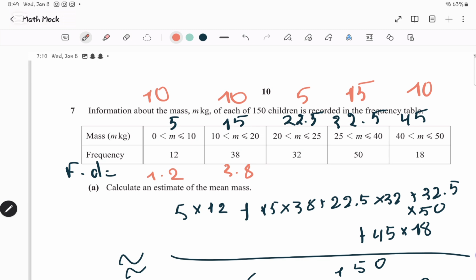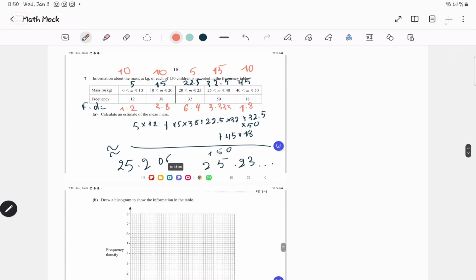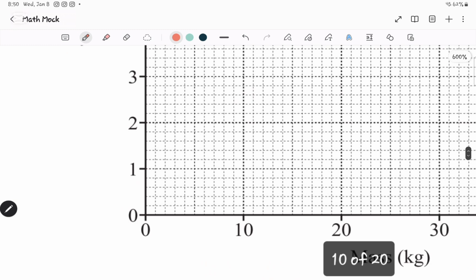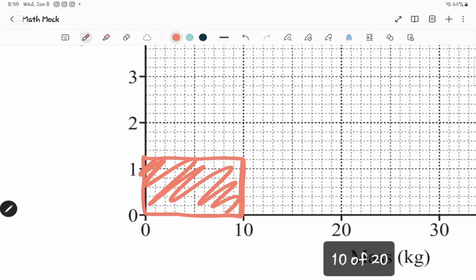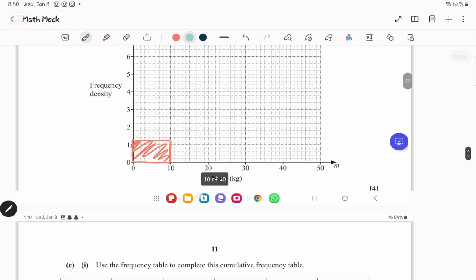Then 32 divided by 5 is 6.4. Then 50 divided by 15 is 3.333. Then this one is going to be 1.8. So let us draw the graph. For 0 to 10, we are going to have a height of 1.2. Then for the next one, between 10 and 20, it has a height of 3.8.